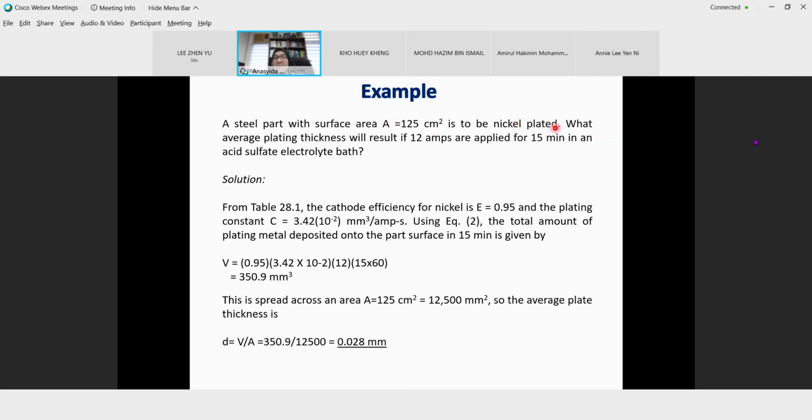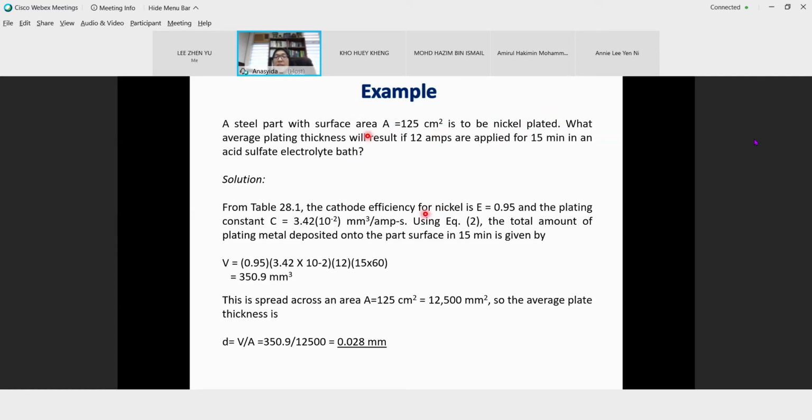So kita nak kira thickness of plating. So remember that E equal to V over A. Daripada formula di slide sebelah tadi, coating thickness adalah volume over A. So we know A, kita dah tahu. So we have to calculate V. So remember from equation 2, V equal to E C I A, right?